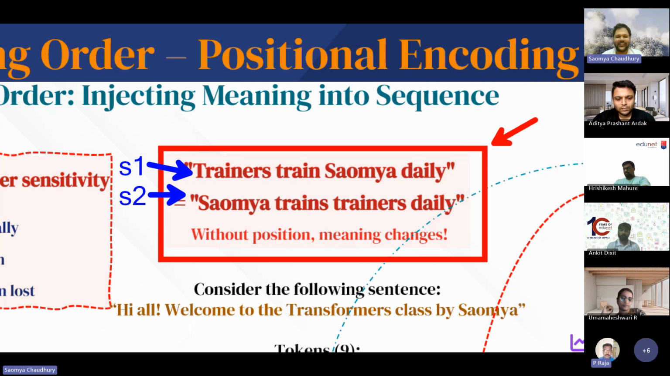In the first sentence, Saumya is getting some training, learning from the trainers. And in the next one, the way you train us daily, the trainers are getting information from Saumya, I think. Exactly. Perfectly said by Raja, sir. Do all of us agree?